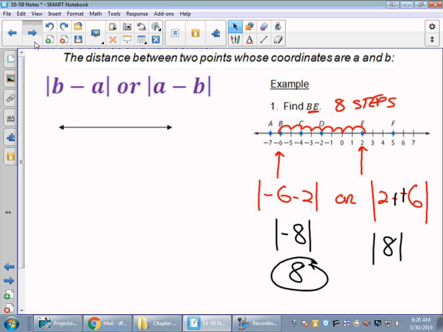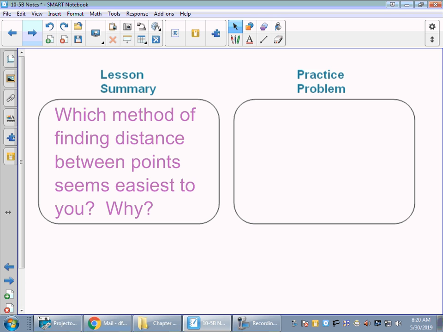Okay, that does it. Let's go to the lesson summary here. Which method of finding the distance between points seems easiest to you? Why? So I know some of us are going to say Pythagorean theorem because you don't have to do all that squaring and number stuff, and the other people are going to say distance formula because you don't have to graph it. With Pythagorean theorem, you kind of need to graph it.